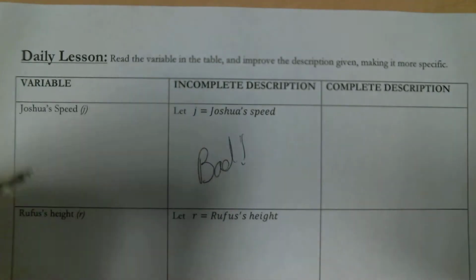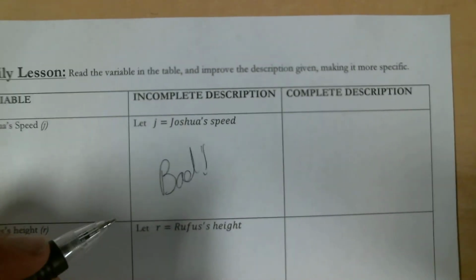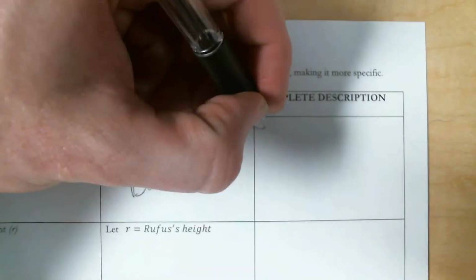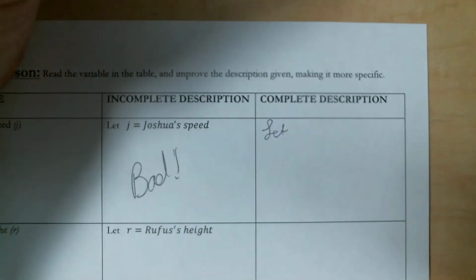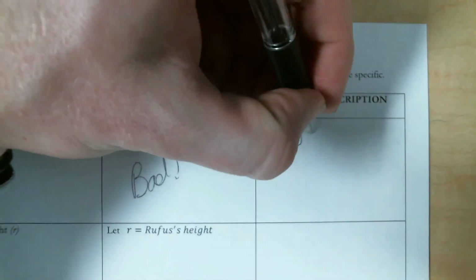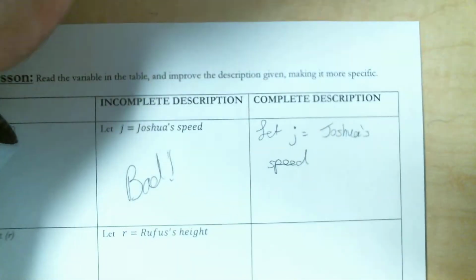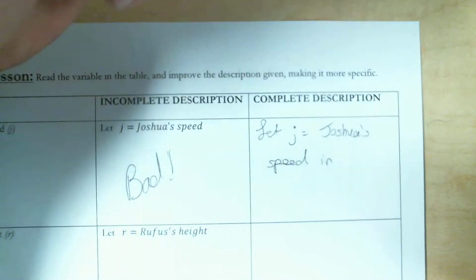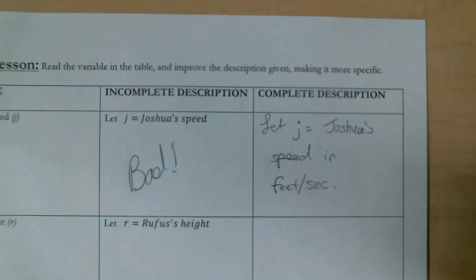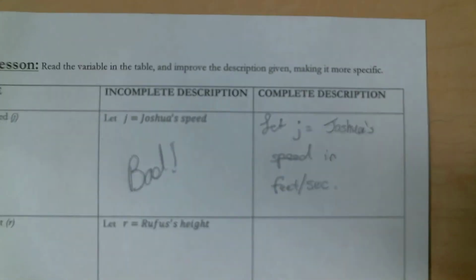But I don't want you to write them like this. So let's actually write a good one. So a complete description would look more like this. I'm going to say let j equal Joshua's speed, and I want to give a unit of some sort. Joshua's speed in, let's say, feet per second. That's a better unit for speed, but not every unit is like that.